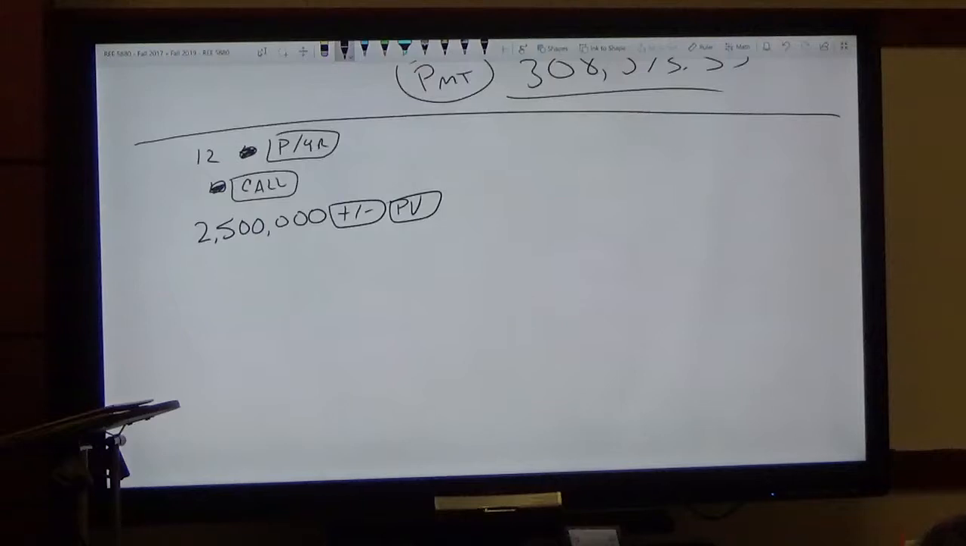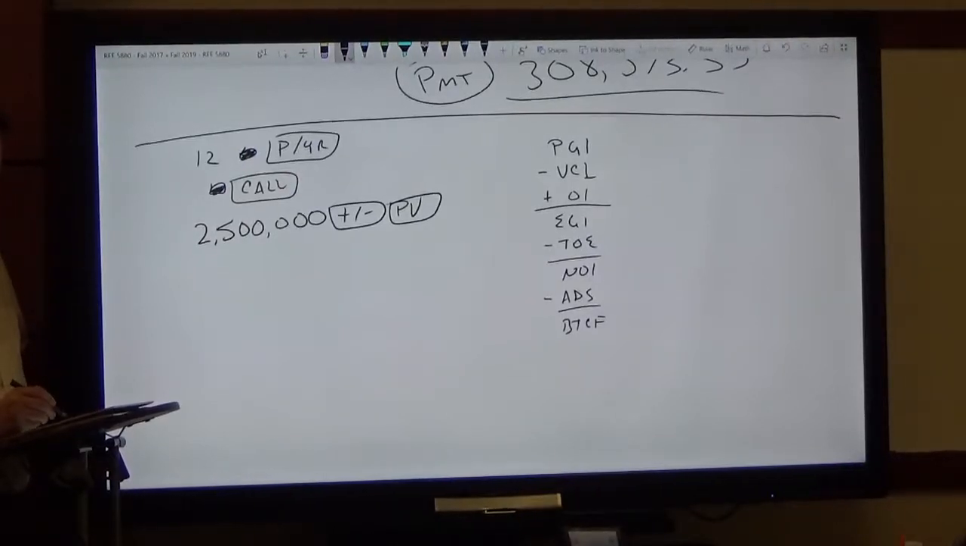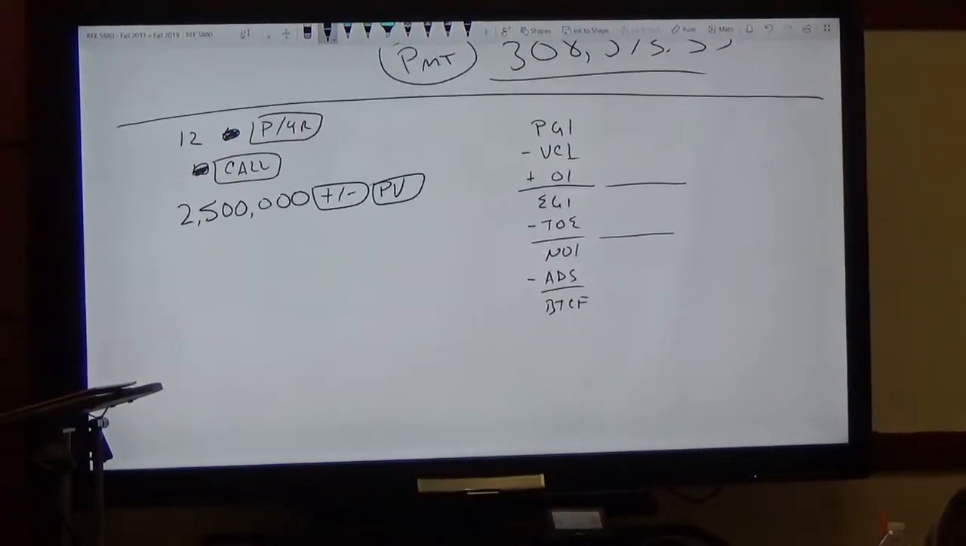Now, with the operating income, we'll throw a teeny little twist in here. If you remember, we've got potential gross income, we subtract out vacancies and collection losses, we add in other income, which gives us effective gross income, subtract out total operating expenses, that gives us net operating income, subtract out annual debt service, that gives us before tax cash flow. What we have done up to this point is get you down to the net operating income number, and we're going to stay there for a little while.